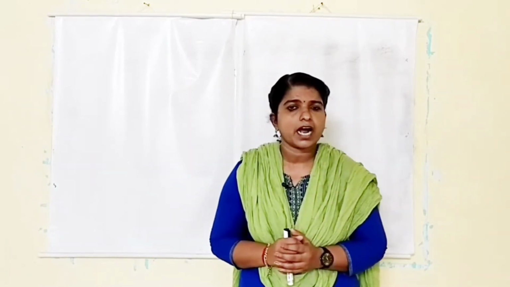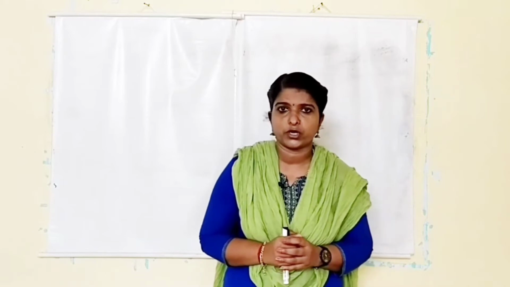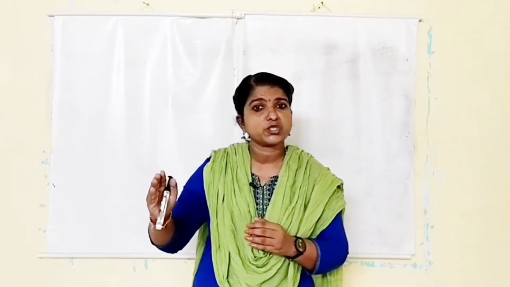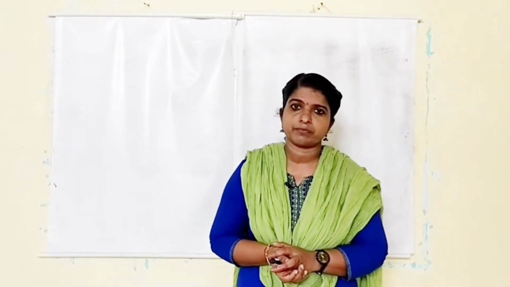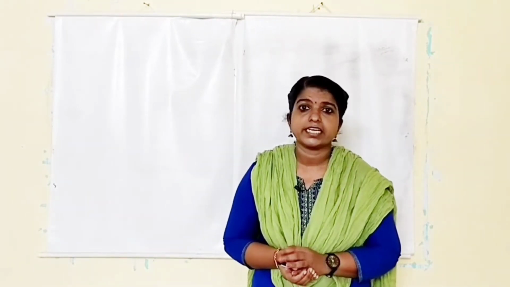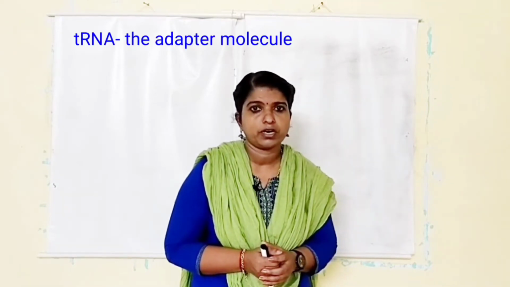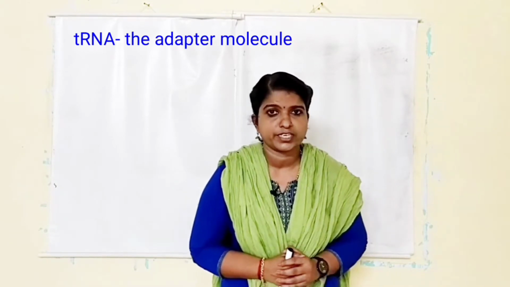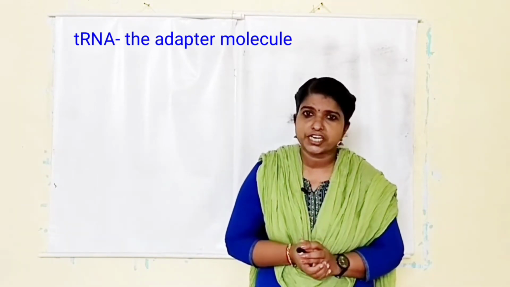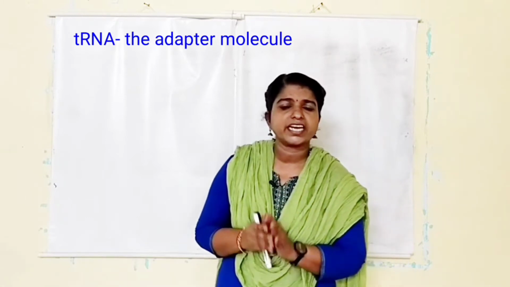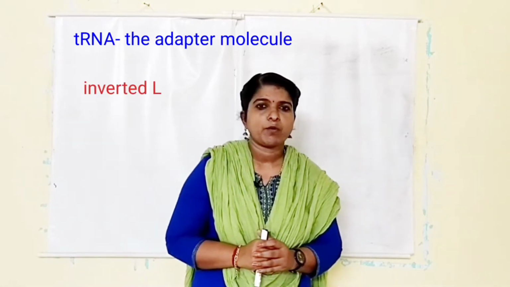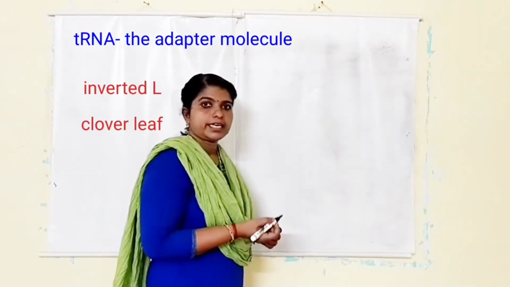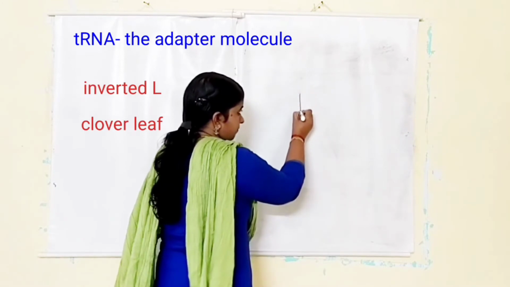So, Francis Crick understood there should be an adapter molecule. It should read the codon as well as bind to the specific amino acid. Later studies revealed that it is the tRNA molecule which reads the codon and binds to the specific amino acid. In the actual shape, tRNA appears like an inverted capital L, whereas in the secondary structure, it looks like a clover leaf. It looks like this.